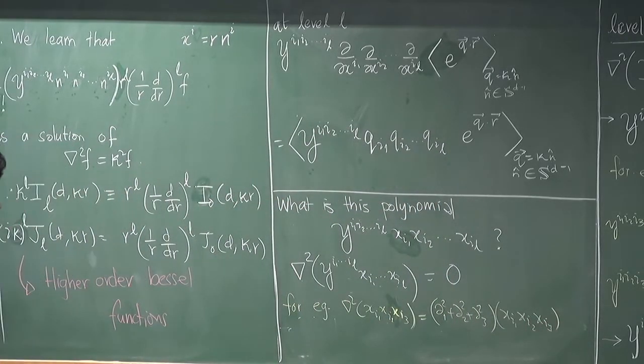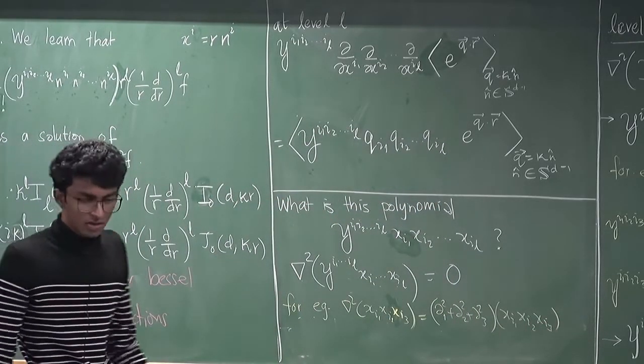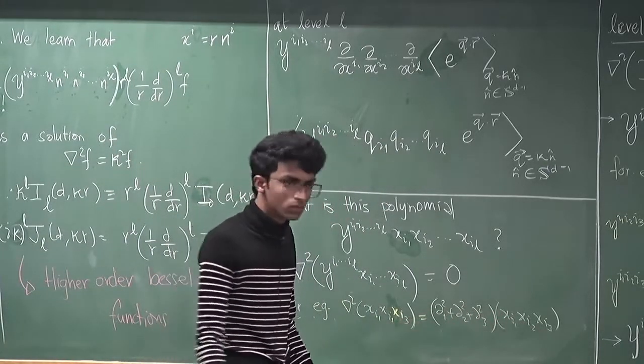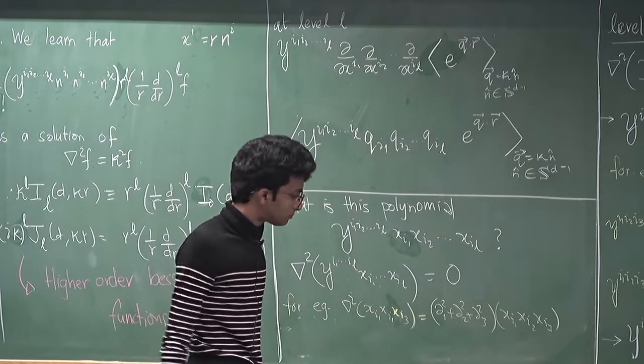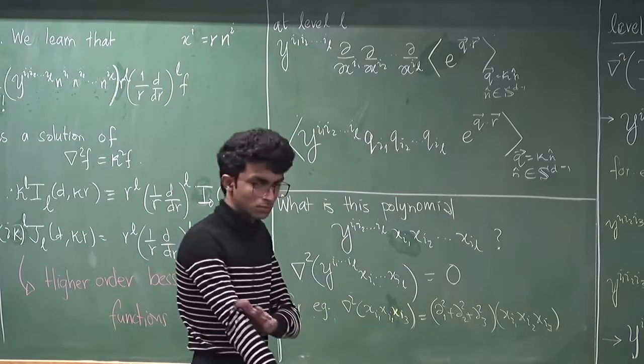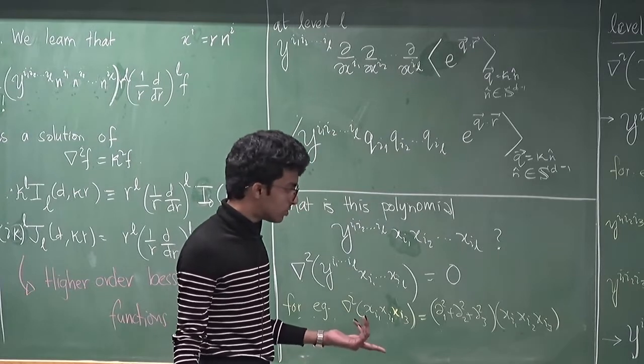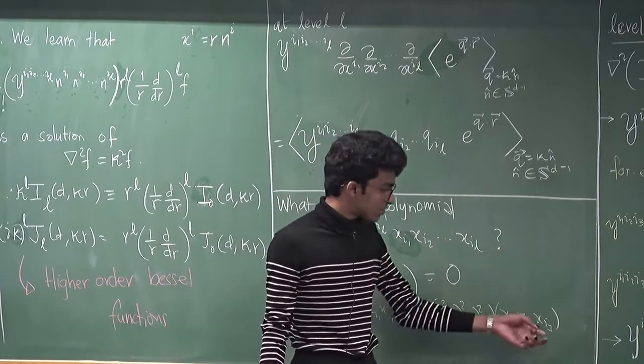Now if I1, I2, I3 are all different, if this was just x, y, z, say, then this will obviously be 0. So it will be non-zero only if I1 and I2 are the same.